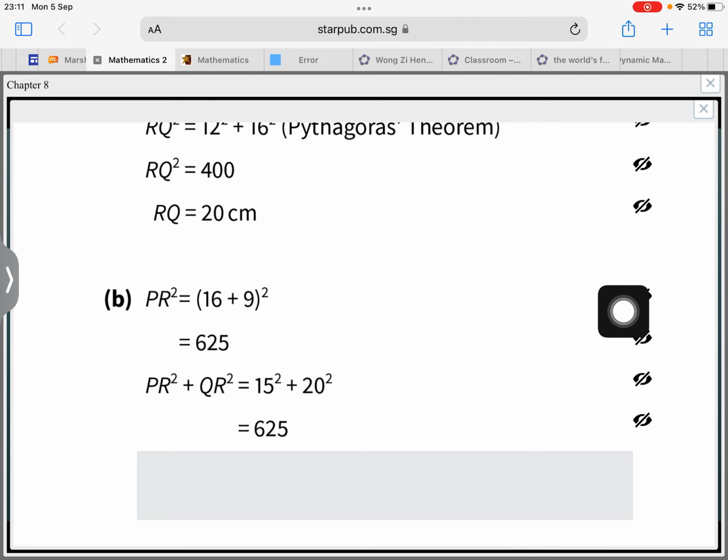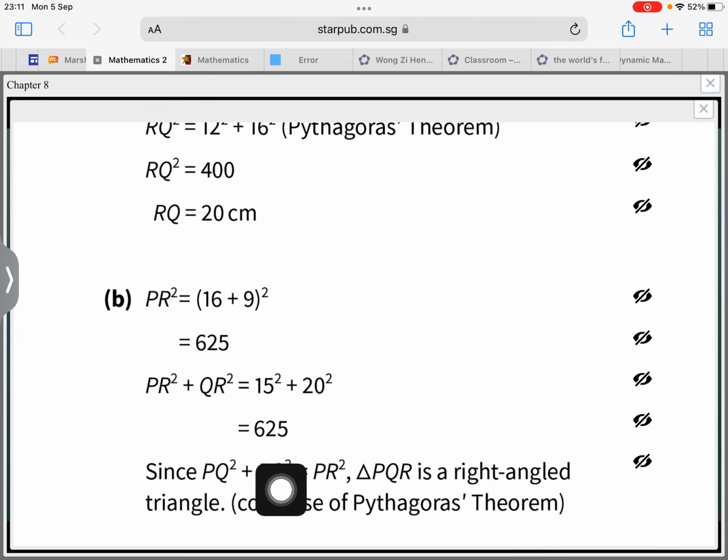But you need to tell me how you come to this conclusion. Because this is by the converse of Pythagoras theorem. Since I think there's a typo here. This should be PQ, not PR. So since PQ square plus RQ square, or QR square, is equal to PR square, triangle PQR is a right angle triangle by the converse of Pythagoras theorem.